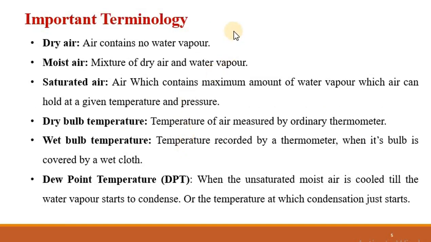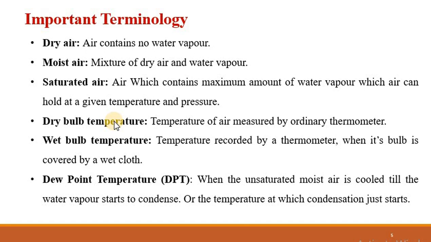The terminology is very important. To understand this, we'll take it one by one. Dry air. What is dry air? When air is not containing any water vapor, zero water vapor is present there. Then we come to moist air. It is a mixture of dry air and water vapor, meaning water vapor is present inside the air. It may vary from little to more, but water vapor is available inside the air. Saturated air. Air which contains the maximum amount of water vapor which air can hold at a given temperature and pressure is known as saturated air.